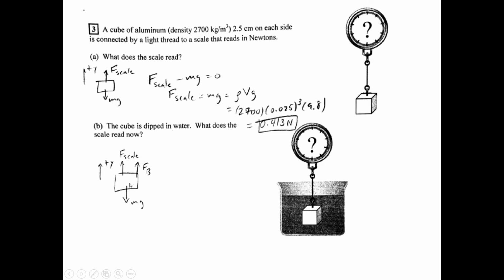So in this case, we still have the weight force, we still have the scale force, but we have an additional buoyant force up. And again, it's in equilibrium. It's not going anywhere, so these forces have to balance. But since we have the additional buoyant force, the scale force doesn't have to be as big, so we expect the scale force to go down. Let's see what it is by writing the sum of the force y components equals 0.